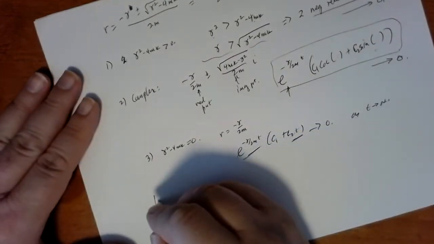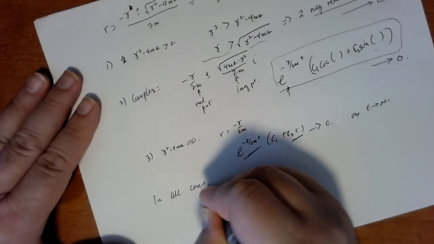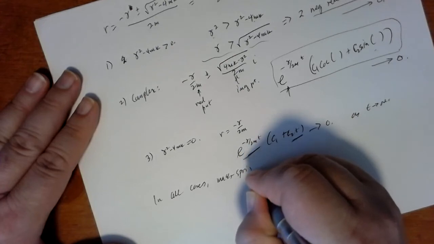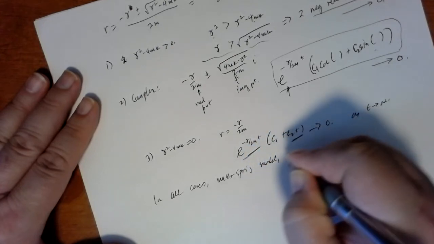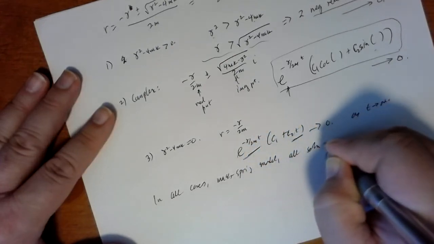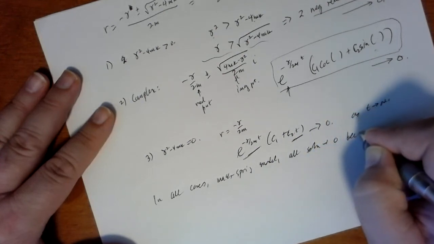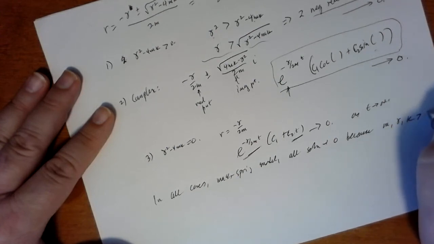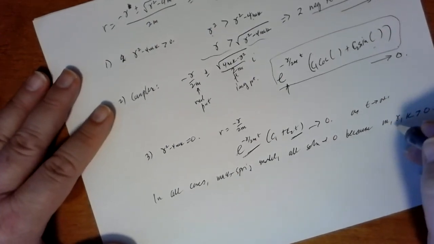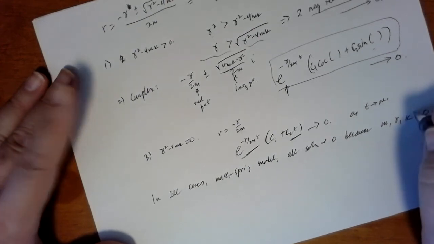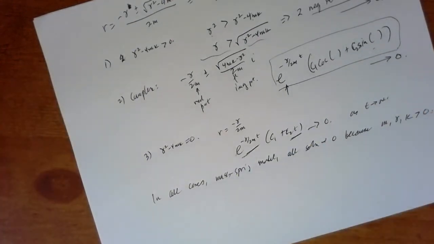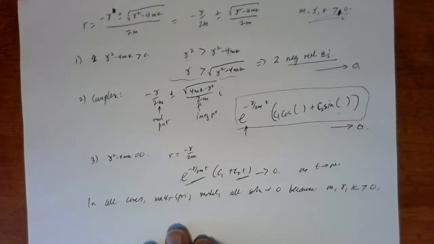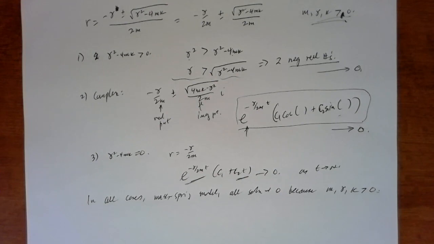Good. So in all cases, in the spring mass model, or mass spring model, however you want to call it, all our solutions go to 0 because our constants are all greater than or equal to 0. You can't have 0 mass, otherwise you wouldn't have a second order differential equation. Okay, but I'm starting to ramble. Good. Okay. So I wanted to mention all of our solutions are going to be going to 0.